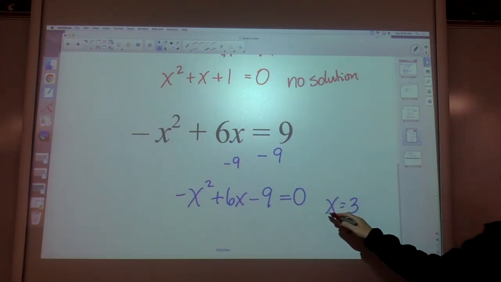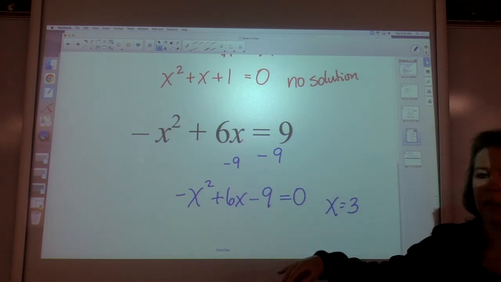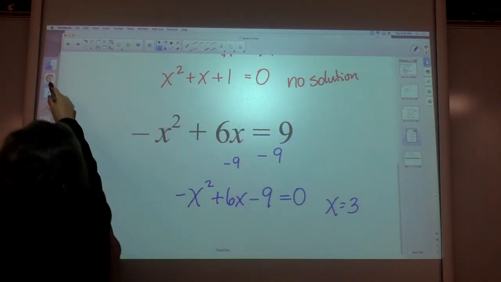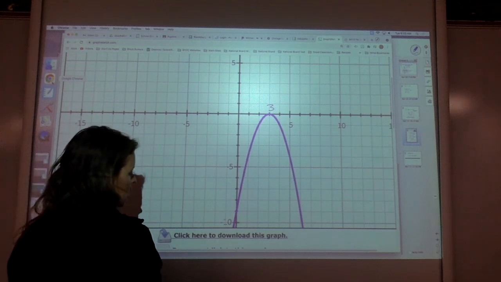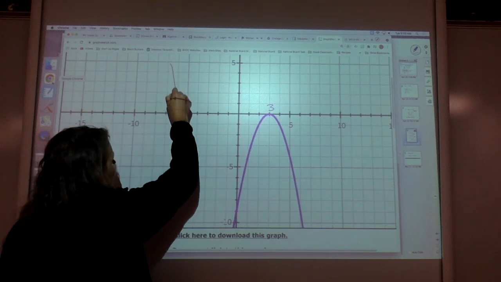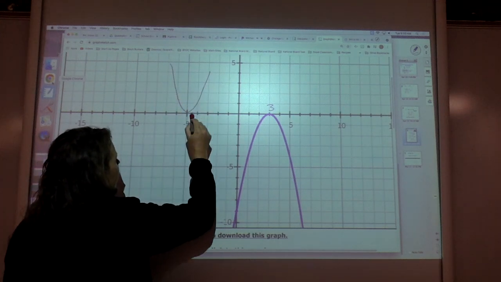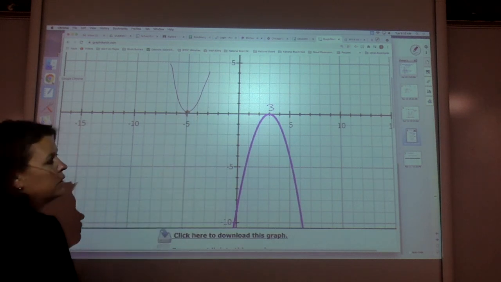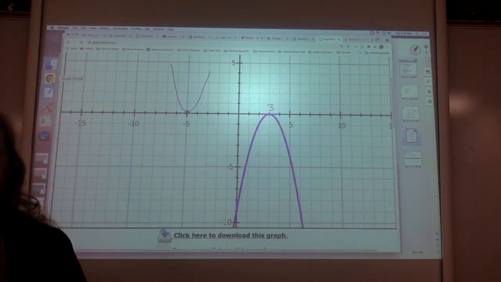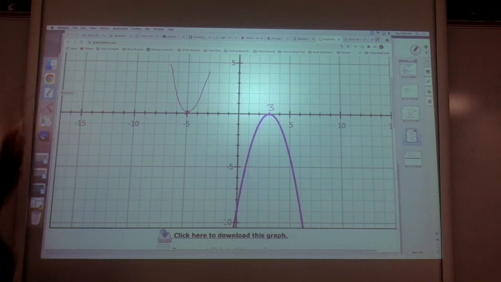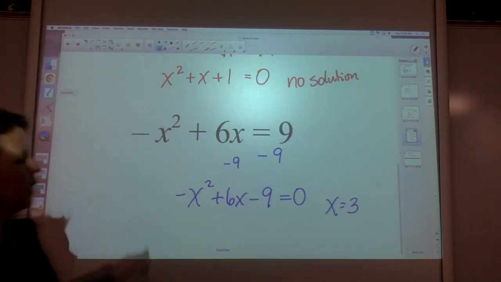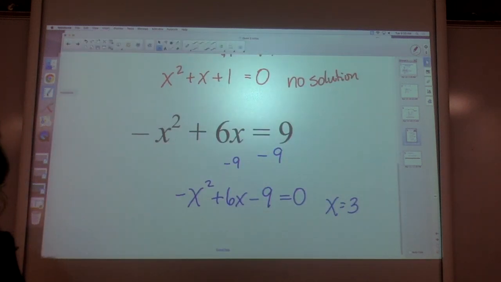Now, that doesn't only happen just when the graph is reflected down. It could happen at any time. This graph could have been drawn this way, where it went down, down, down, down, hit, and went back up. Anytime the vertex just hits it in one spot. But that's it. That's what we have. You're going to do your assignment on GraphSketch so that the graphing will all be done for you. Good luck.